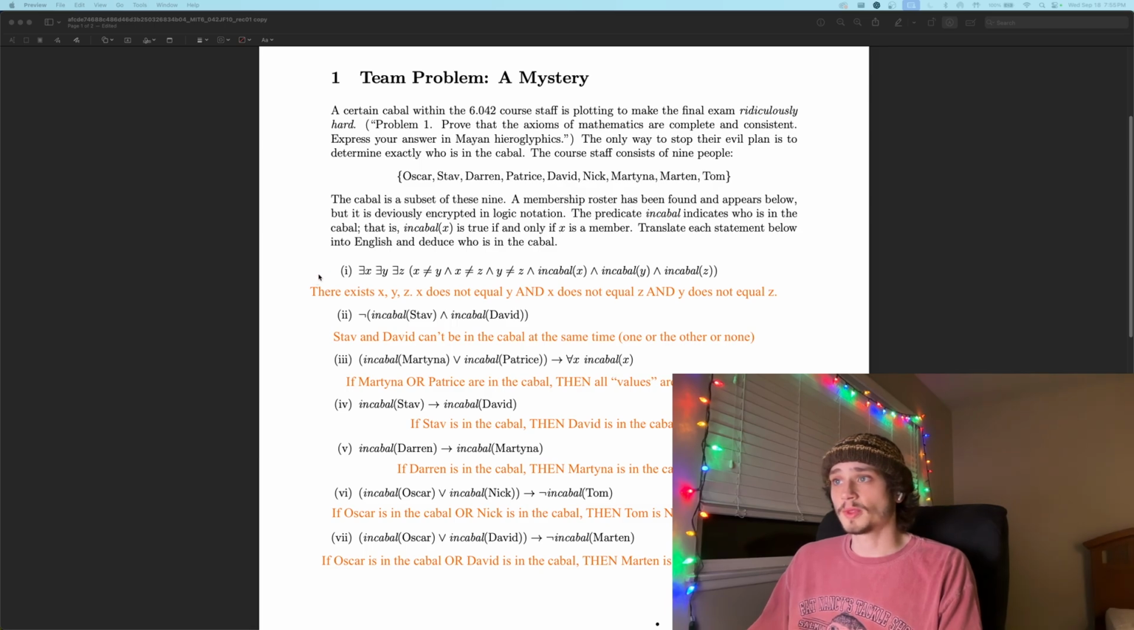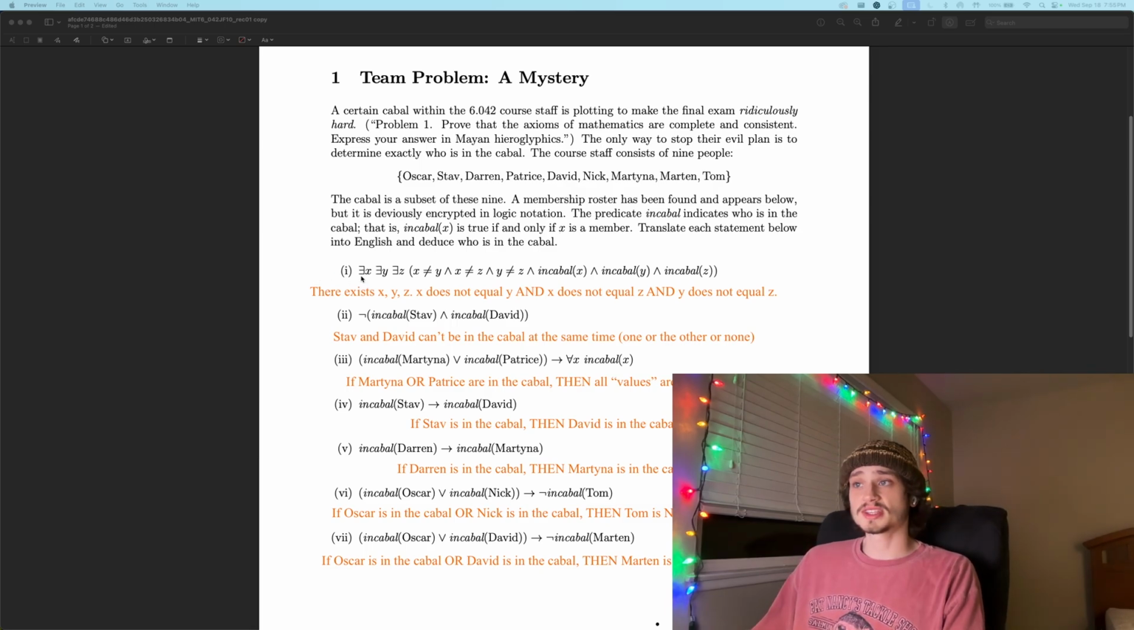Let's look at our first problem. We are first met with the backwards E symbol. This symbol means there exists. So in our problem, there exists a value of X, Y, and Z. X does not equal Y. This symbol means and. X does not equal Z, and Y does not equal Z. And our value of X is in the cabal. Our value of Y is in the cabal, and our value of Z is also in the cabal. Number 2, we are first met with the not symbol. This symbol is applied to our entire parentheses, which reads that Stav and David are both in the cabal. So Stav and David are not both in the cabal. But that doesn't mean that one of them couldn't be.